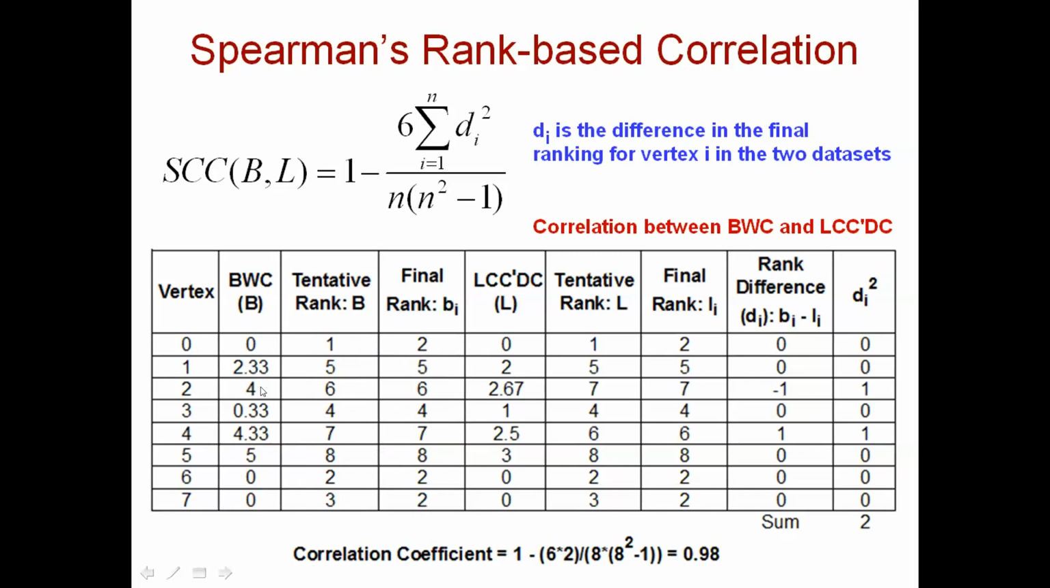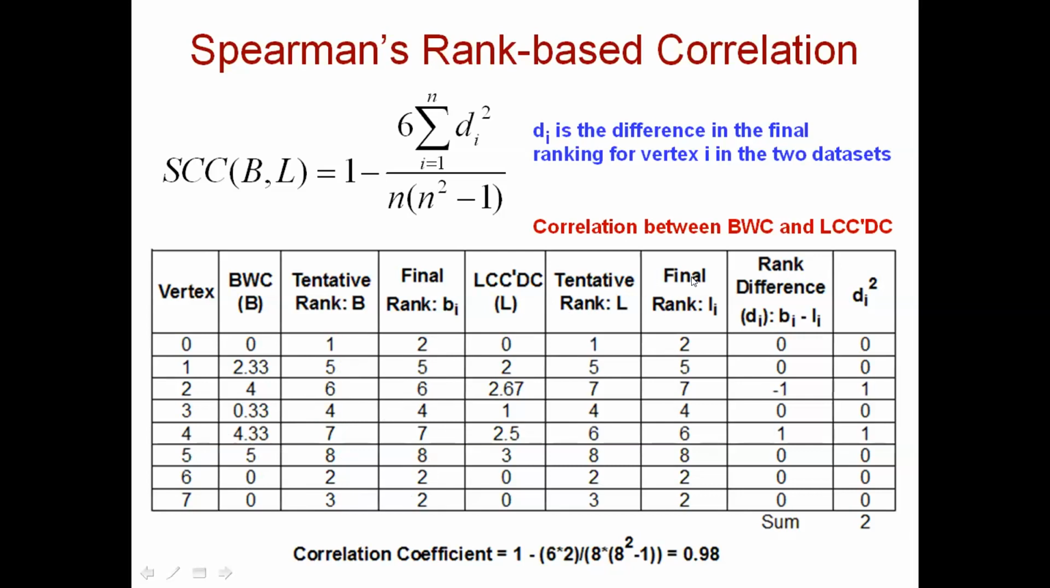So what it means, in this case, you have 3 vertices with betweenness of 0. And the tentative rank numbers we gave them are 1, 2, and 3. So the average of 1, 2, and 3 is 1 plus 2 plus 3 divided by 3, which is 2. The final rank is 2 for all these 3 vertices. Whereas for the other vertices, the betweenness numbers are unique. No two vertices have the same betweenness. So the final rank is the same as the tentative rank.